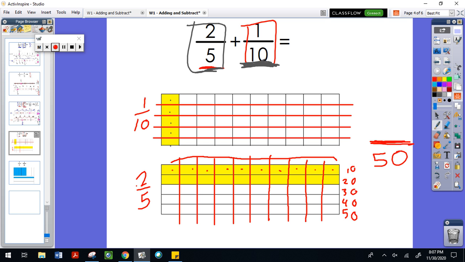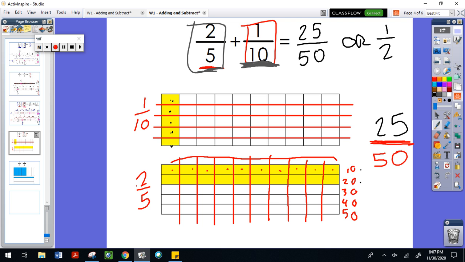But then to figure out my numerator, I'm going to figure out how many total yellow pieces I have. How many total yellow pieces do you see on the screen? All right, so we have 10, 20, 21, 22, 23, 24, 25. So that gives me 25 fiftieths. So 2/5 plus 1/10 is equal to 25 fiftieths, or 1/2, because 25 is 1/2 of 50.